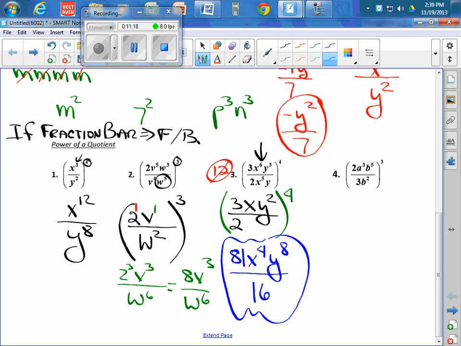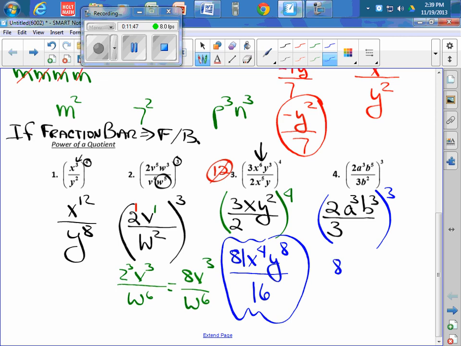Number 4. I believe there's a fraction bar. Start with that. Now the 2 over the 3 doesn't reduce. And the a to the third doesn't reduce. But I do have b to the 5th over b squared. I get b to the third. And all of that is raised to the 3rd power. It's not 2 times 3 is 6. It's 2 to the 3rd power is 8.